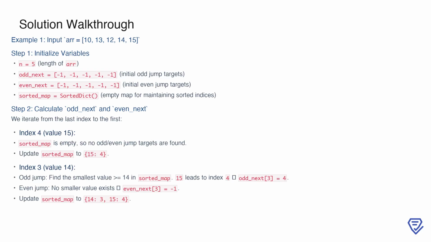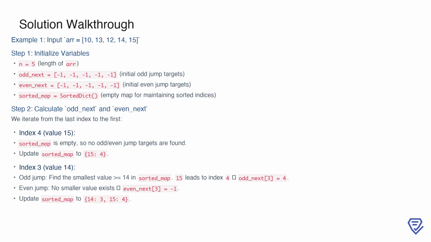Here, we start with the example input array ARR equals 10, 13, 12, 14, 15. The first step is to initialize our variables. We set n to the length of the array, which is 5. Next, we initialize two arrays, odd_next and even_next, both filled with -1, to eventually store the indices of odd and even jump targets for each index.